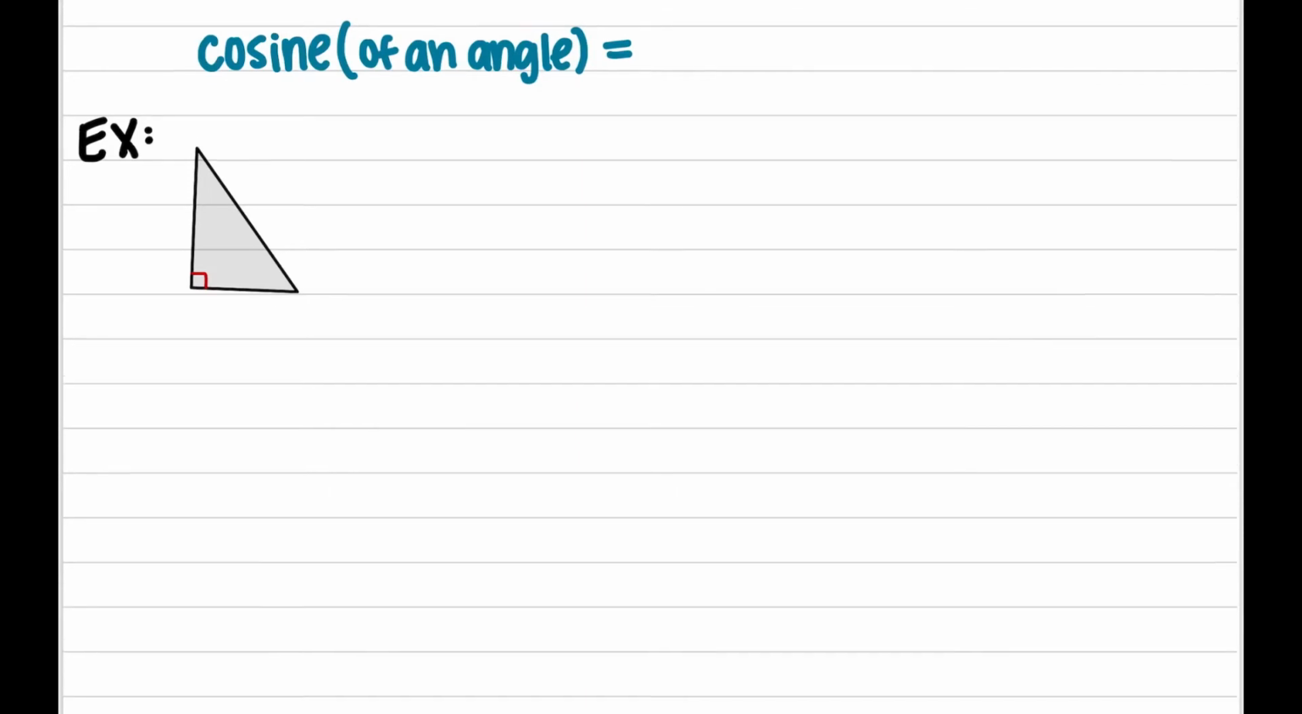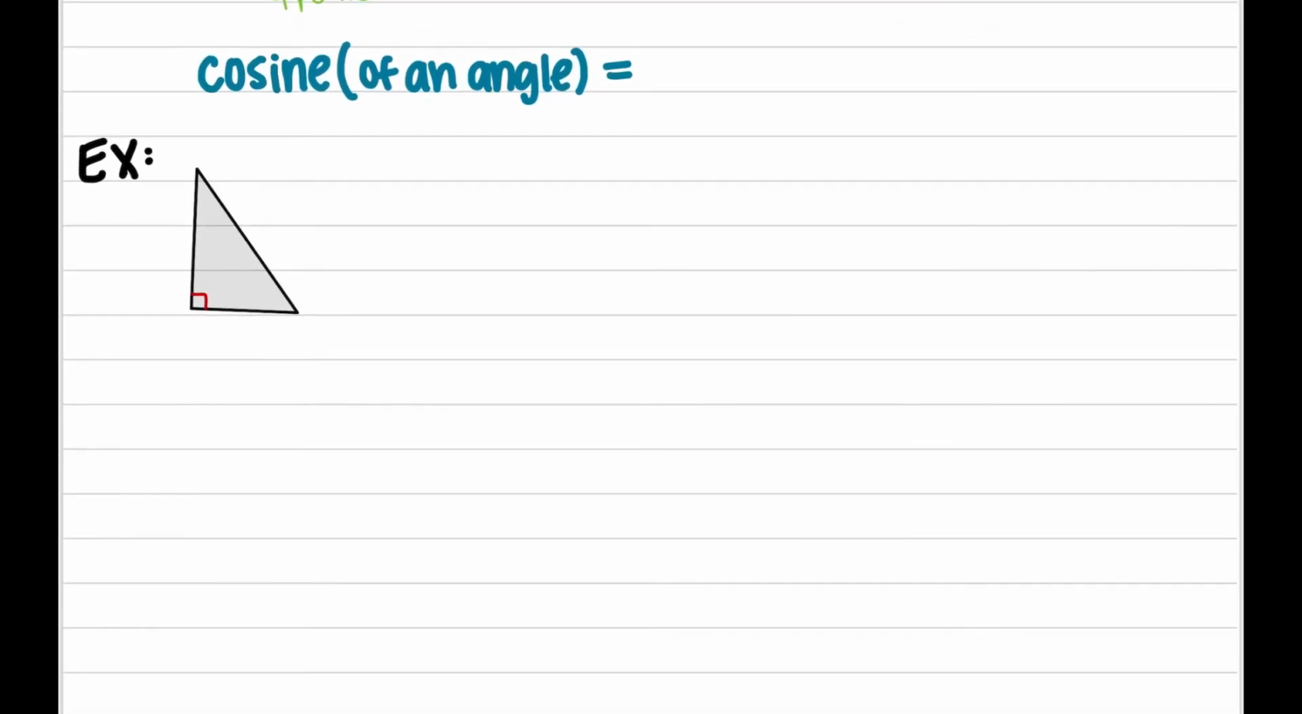Our second trigonometric ratio is cosine. So the cosine of an angle is equal to the adjacent side over the hypotenuse.